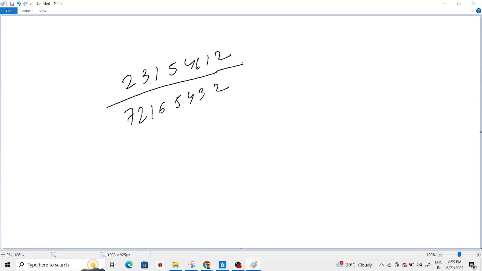Just try this out. Calculations are very important. It's very important to learn calculation shortcuts.